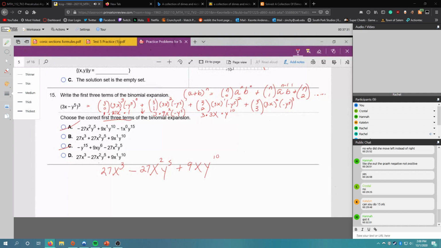I'm confused. What's the difference in B and D? Oh, that one's got a positive right there. I see. I thought they were the same for a minute, but then I saw the positive on the B term, so that's what makes that one wrong. It just asks for the first three terms so I don't really have to finish that.